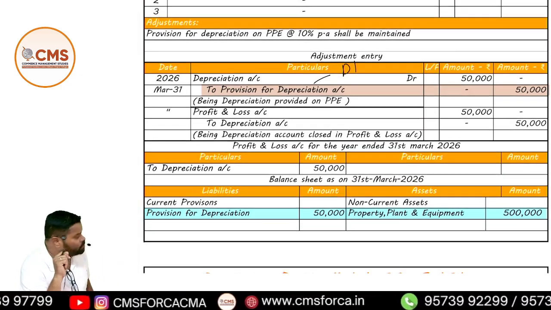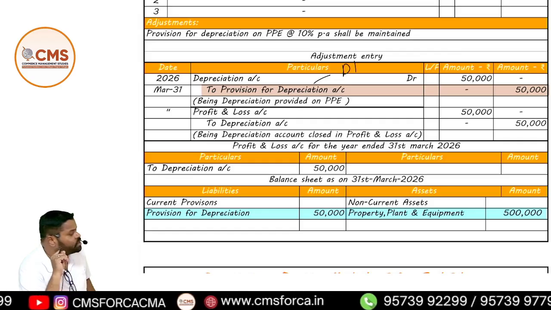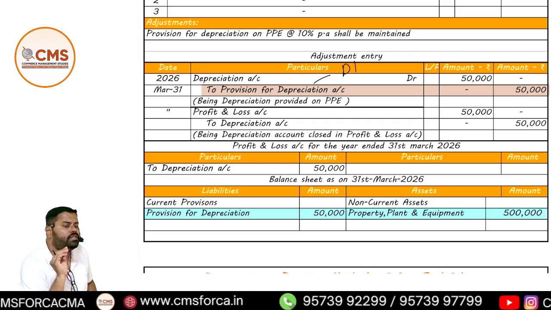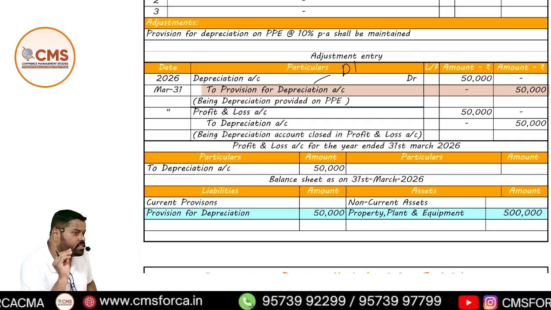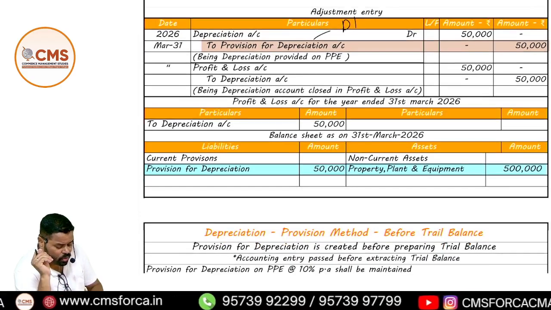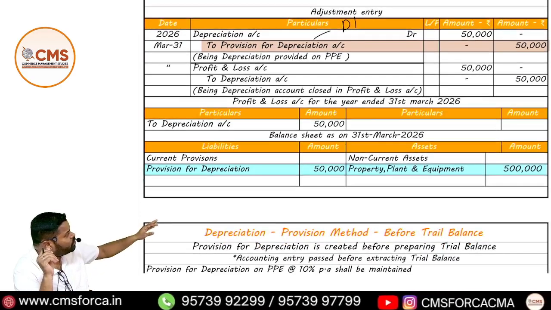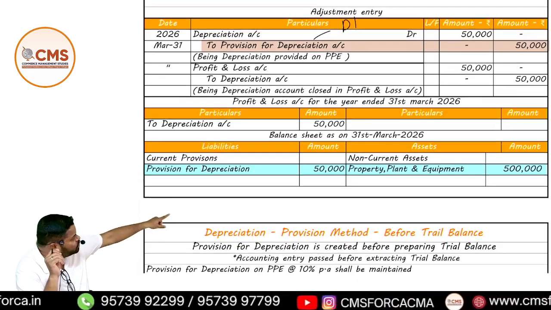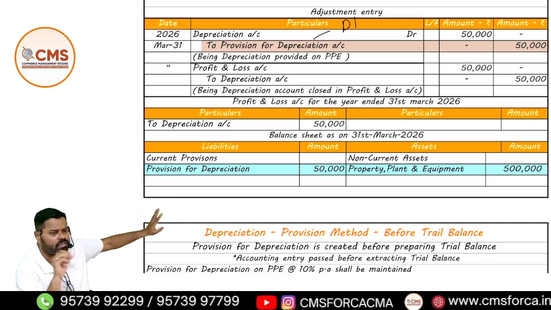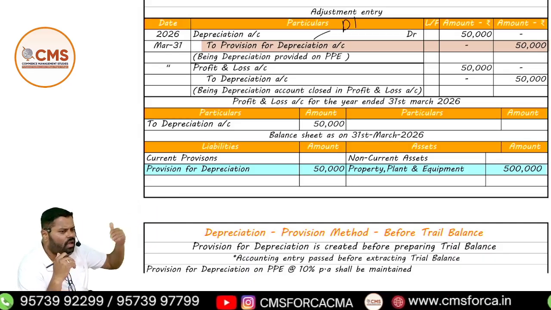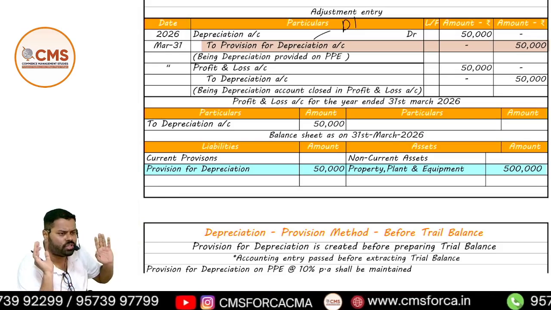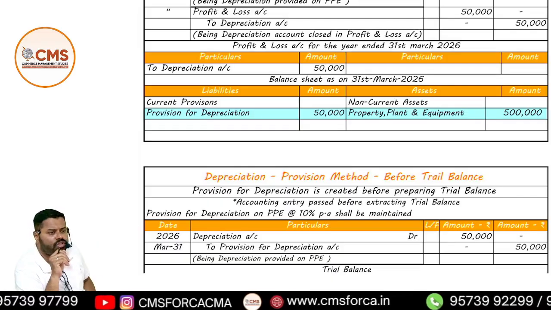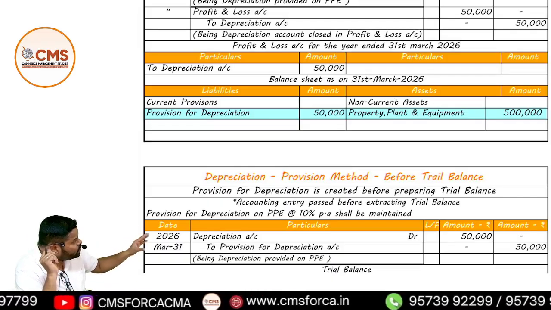So let's understand the provision method. What is the first thing that we have to observe? Depreciation has to be provided, but depreciation should not decrease your asset value. So for that, what am I doing? Instead of crediting property, plant and equipment, I'll credit the provision for depreciation account, and then I will close depreciation in my P&L. The second entry is common in the charge method as well as your provision method. Now, in the P&L account, what are we writing? To depreciation, 50,000.